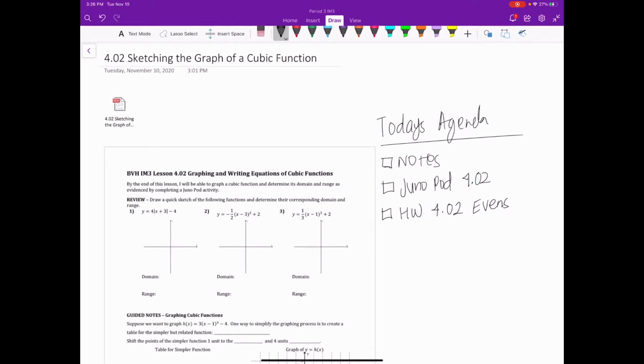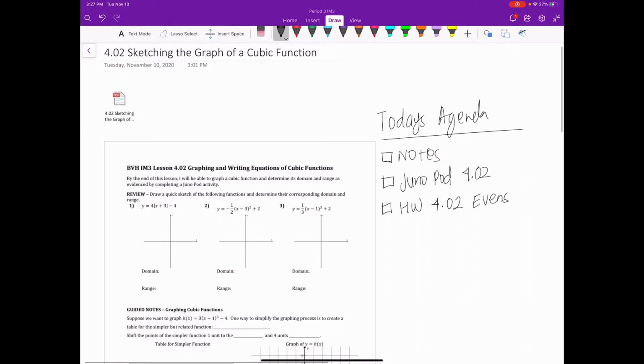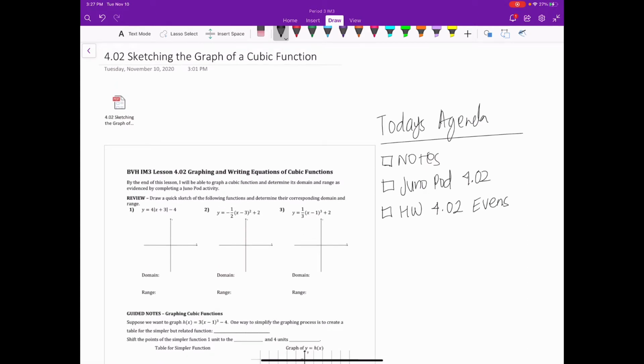Okay, so for today's lesson, we are doing 4.02. I'm going to go ahead and give you guys the notes. You guys can get this worksheet from Google Classroom. And you're just going to watch the video, follow along. Once you're done with the notes, you'll be able to do the exit ticket, the journal pod 4.02. And then the homework for today's lesson is 4.02 evens.